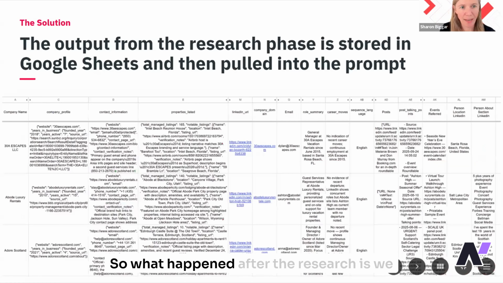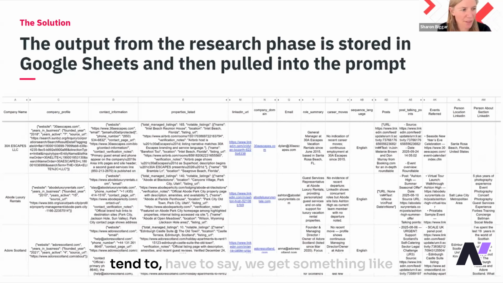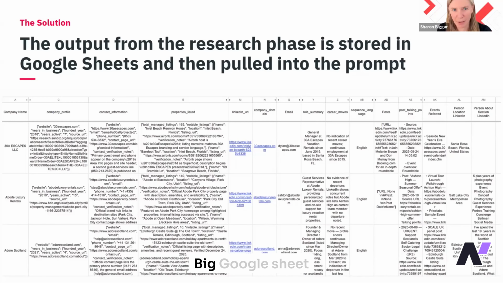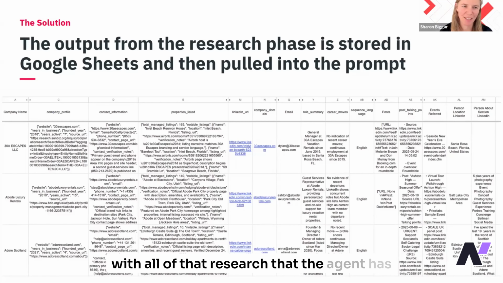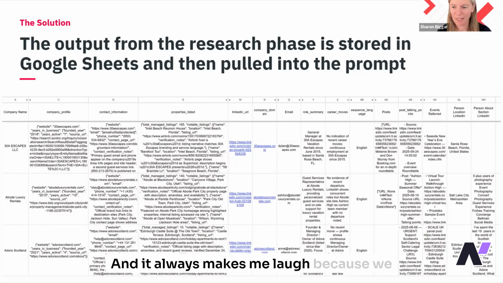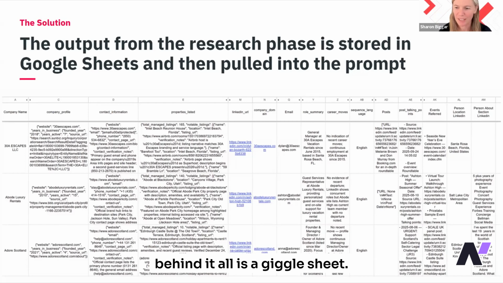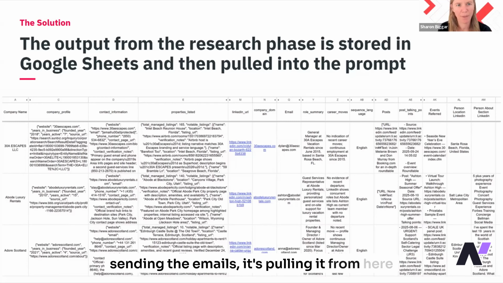After the research, in the background, we can always look at it if we want to. We don't tend to, I have to say. We get something like this, which is a very big Google Sheet with all of the research that the agent has pulled about an individual. It always makes me laugh because we have these sophisticated LLMs and then behind it all is a Google Sheet. It's pretty funny. But it's storing it here, and when it's sending the emails, it's pulling from here and sending.